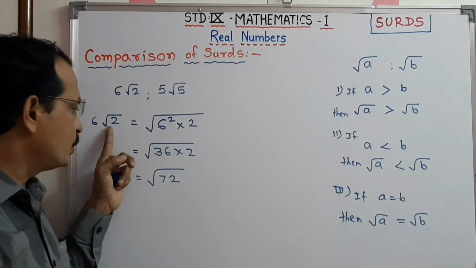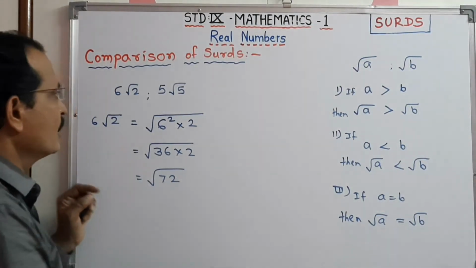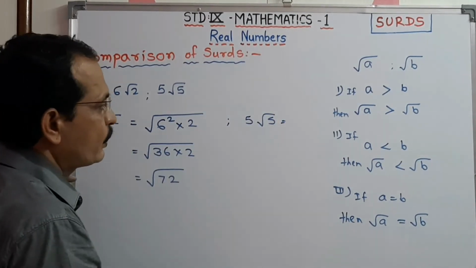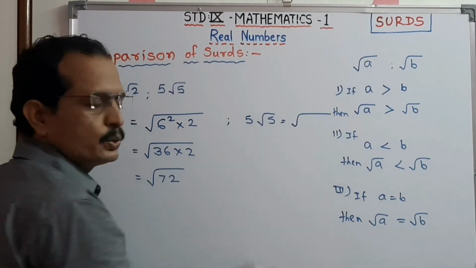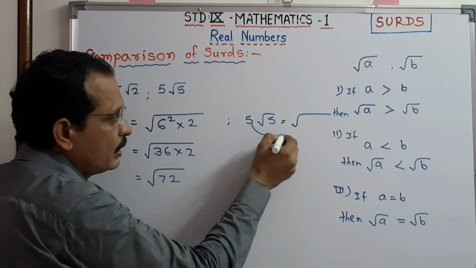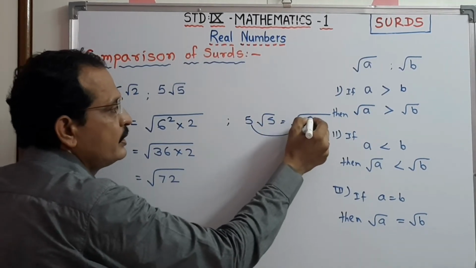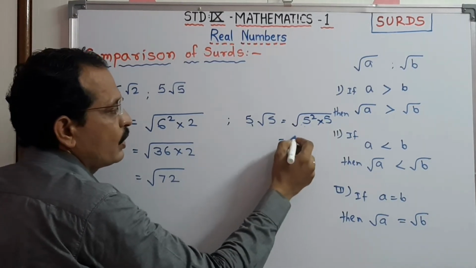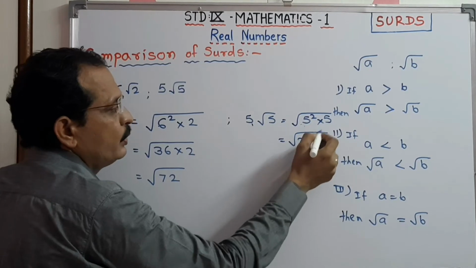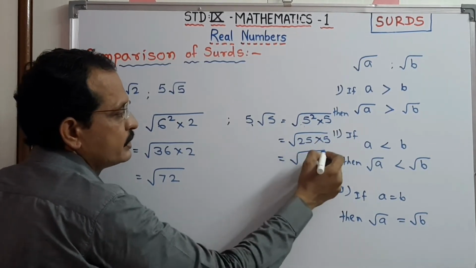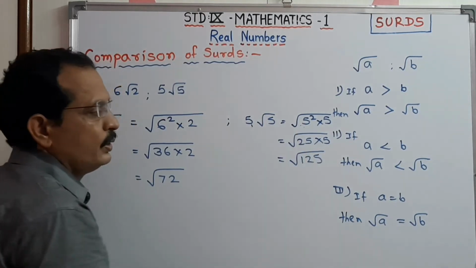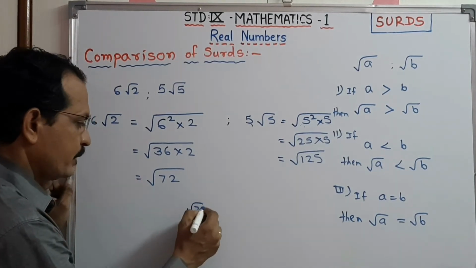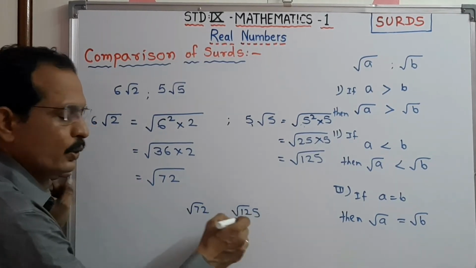Now this 6 root 2 and root 72, these are the same. Now we have to see the 5 root 5. This 5 root 5 we can convert to the same order, which is 2. This 5 we have to write under the radical sign, therefore it is 5 square into 5. Now see here, square of 5 is 25 into this 5, then it is 125, root 125.